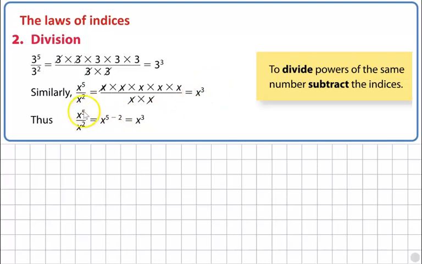So x to the power of 5 divided by x to the power of 2 is x to the power of 5 minus 2, which is x to the power of 3. So dividing powers with the same base, we subtract the powers. Or dividing powers with the same number, we subtract the indices.